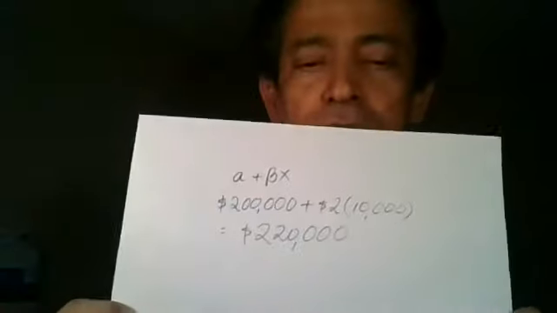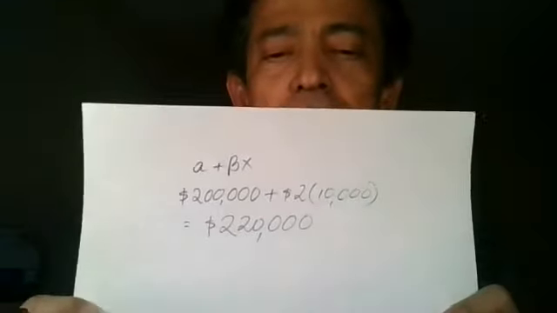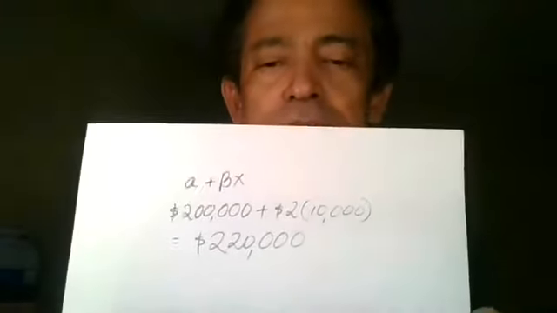So let's say A is equal to $200,000 plus $2 times 10,000. So that gives us $220,000. So this is what is going to be your total estimated manufacturing overhead.